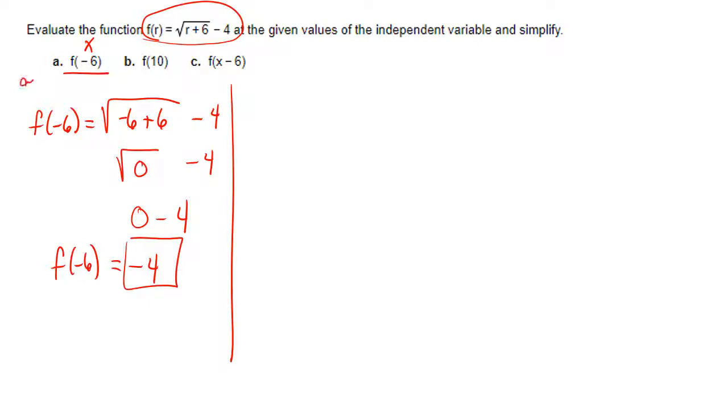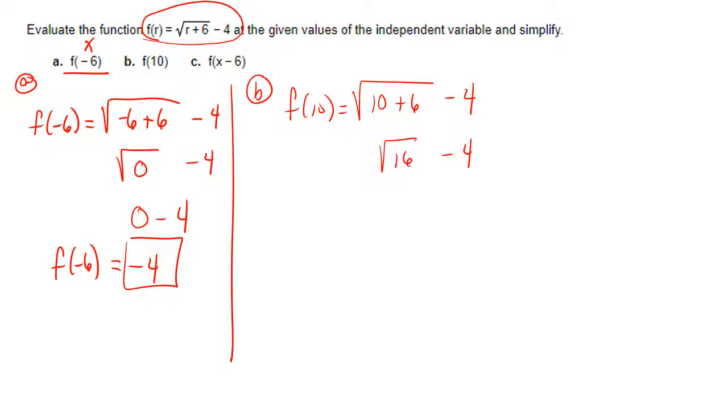Now for part B, we'll use the value 10. So f of 10 is equal to the square root of 10 plus 6 and then minus 4. Well, 10 plus 6 is 16. The square root of 16 is 4. And 4 minus 4 is equal to 0. So when the input value is 10, in this case that's really the r, then we end up with the output or the answer of 0.